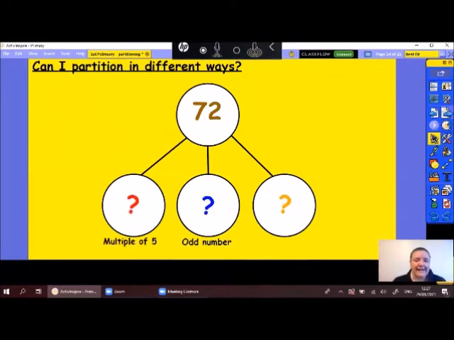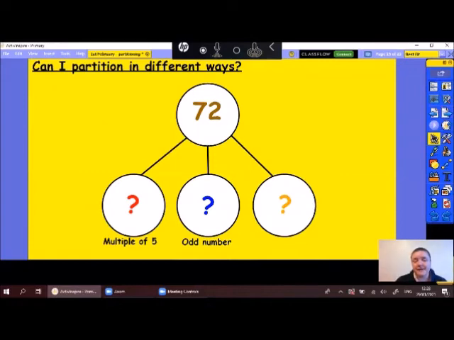So again, what if I put conditions on these circles? So what if I tell you that your total is 72, but this time your red number must be a multiple of 5, your blue number must be an odd number, and your yellow number can be anything you need it to be. Pause the video to calculate some possibilities.